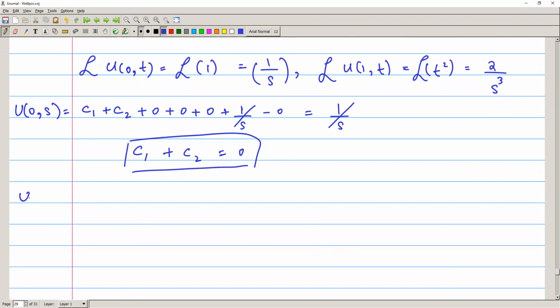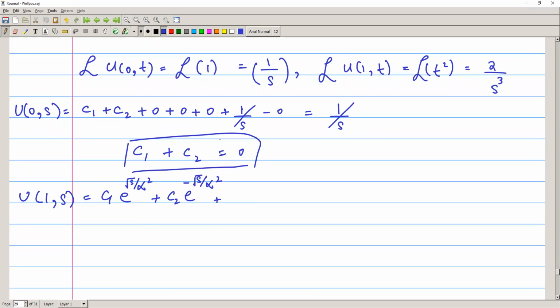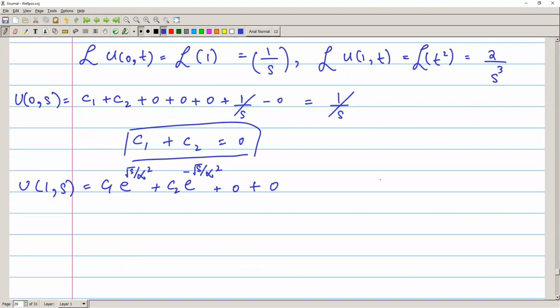Now we will apply the second condition, that is u of 1 comma s equals c1 e to the power square root of s over alpha squared, plus c2 e to the power negative square root of s over alpha squared, and then plus sine 2 pi x. It means that I will put 1, so it will be sine 2 pi, that is 0. So it's 0, plus again sine pi is 0. Then we have 2x over s cubed. It means it will be 2 over s cubed.